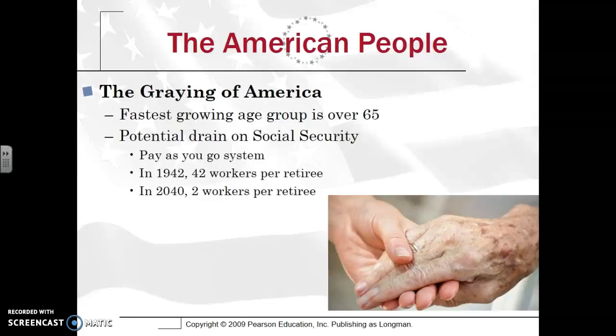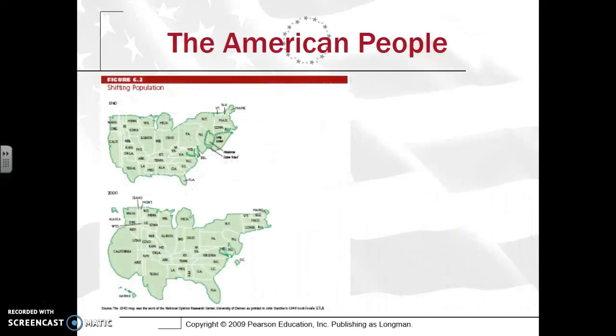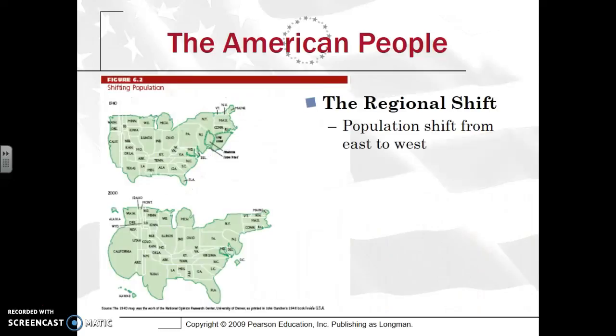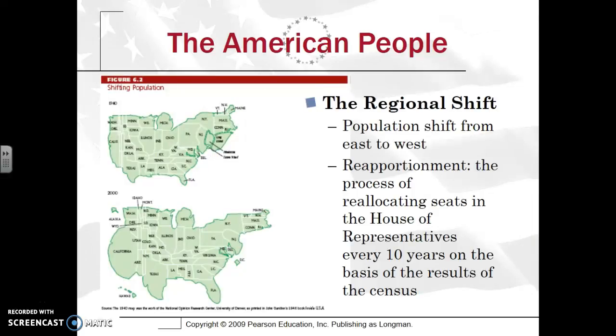Now, the graying of America certainly is interesting as the baby boomer generation is growing significantly in terms of aging. They are the fastest growing age group over 65, and they are certainly going to continue. The problem here is the drain on Social Security, as this is a pay-as-you-go system. In 1942, 42 workers per retiree. Now, with the lower birth rates, you have a mere 2 workers per retiree. So this is something that you're going to have politicians having to deal with in probably the next 10, 20 years.